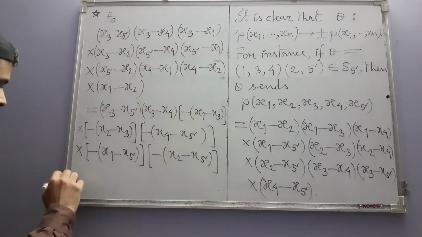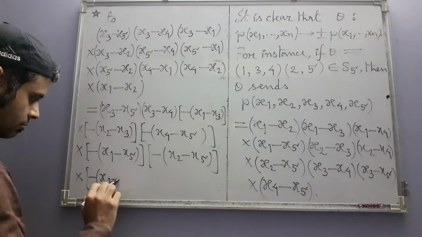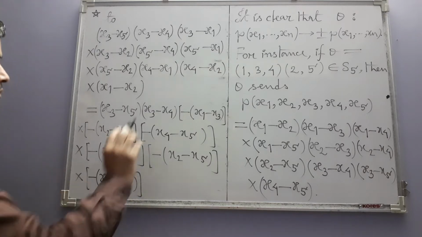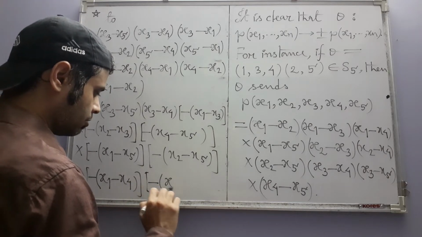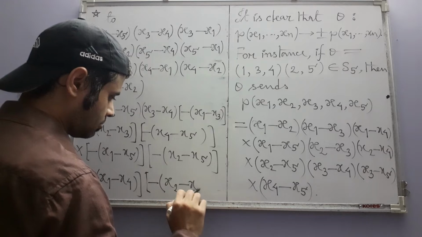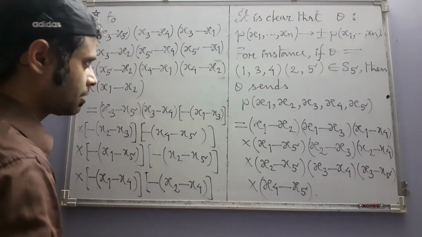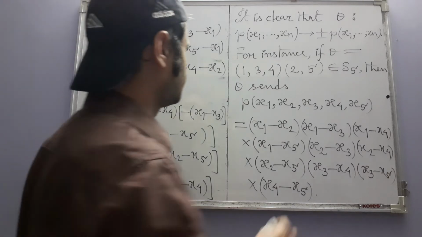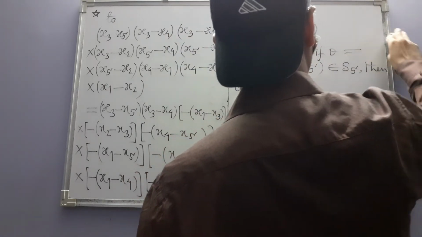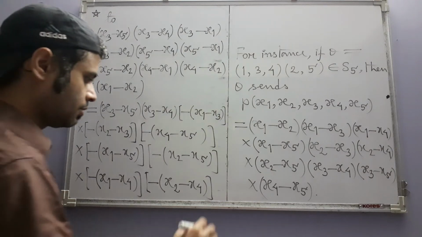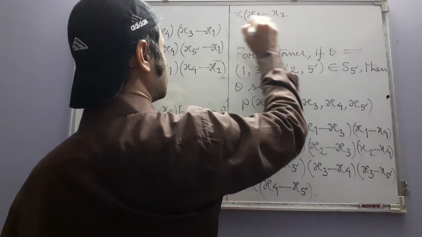So next this one. x1 minus x4, then x2 minus, how many sign changes we are going through, times this one of course we need not change, times x1 minus x2.